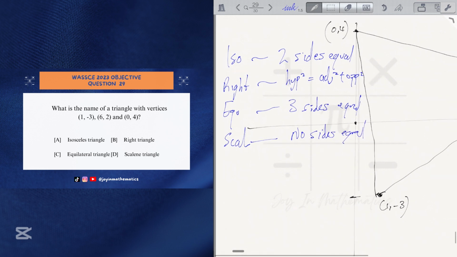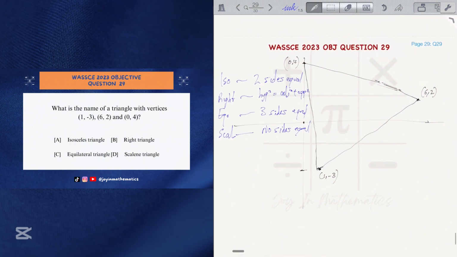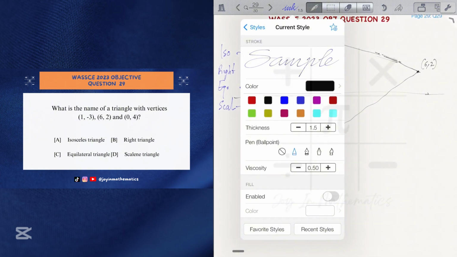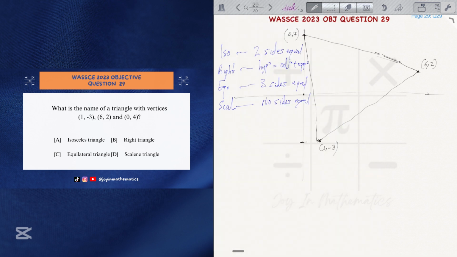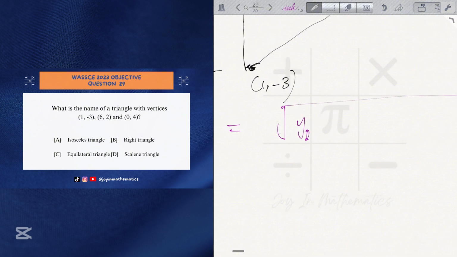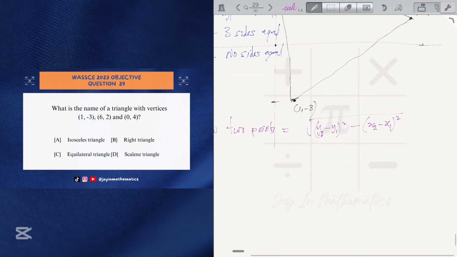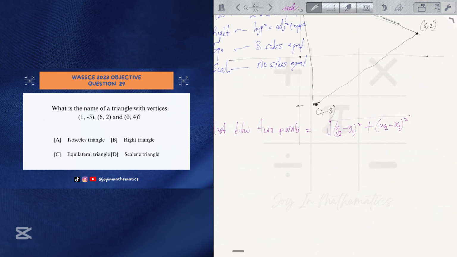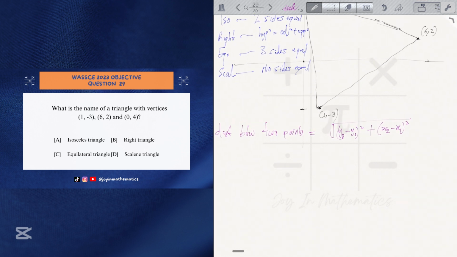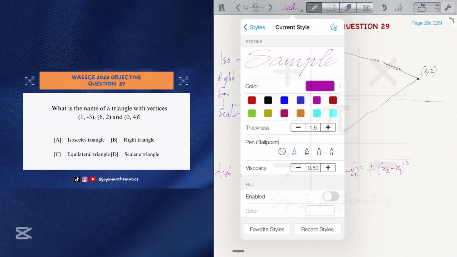So how do we then know which sides are equal and which are not? Then we have to bring in the distance between two points. The distance between two points is given by the formula: the square root of (y2 minus y1) squared plus (x2 minus x1) squared. So this is the distance between two points. So if we label these points now, let's label them for understanding.